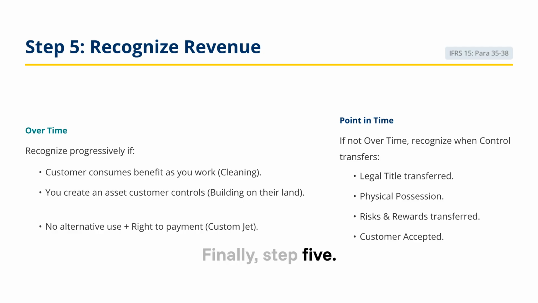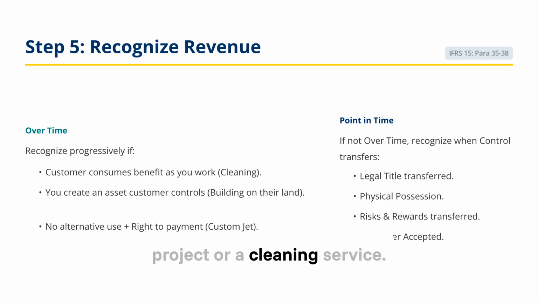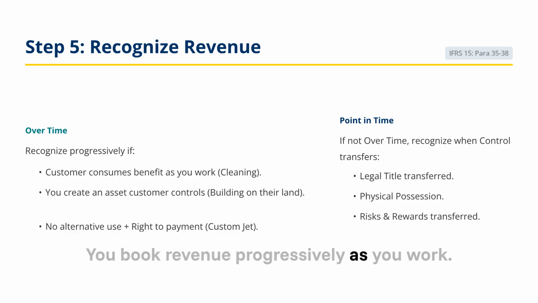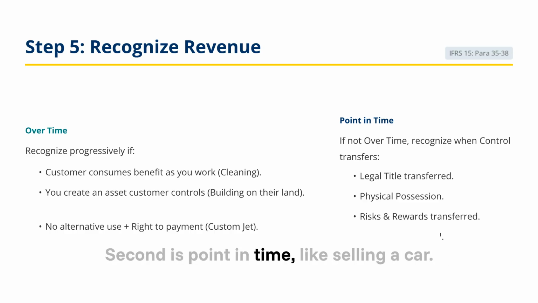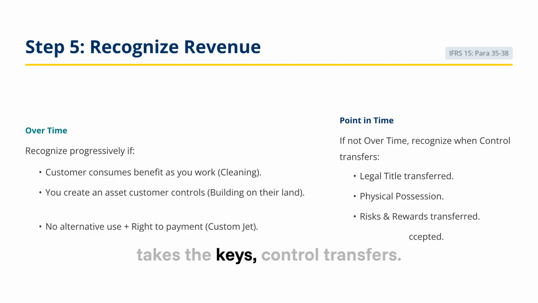Finally, step 5. When do we book it? There are 2 ways. One method is over time, like a construction project or a cleaning service. You book revenue progressively as you work. Second is point in time, like selling a car. You book it all at once when the customer takes the keys. Control transfers. You must meet specific criteria to use over time. You can't just choose it because you want smooth earnings.